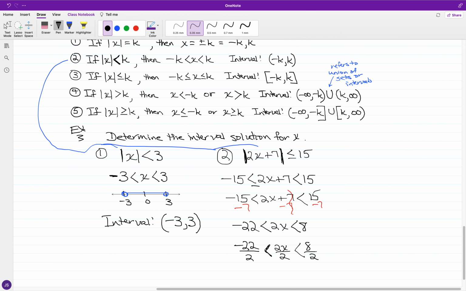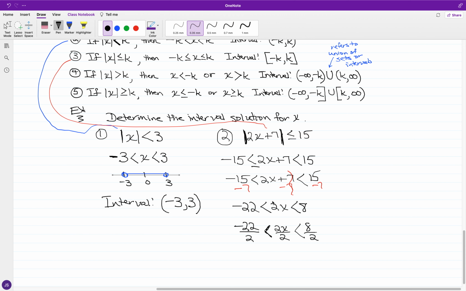Okay, so it had less than or equal to, so this is actually going to be case number 3. There we go. So we're going to have for our compound inequality, less than or equal to. For negative 22 halves, we have negative 11. It's less than or equal to x. And we have our 8 divided by 2, so that is going to be 4.